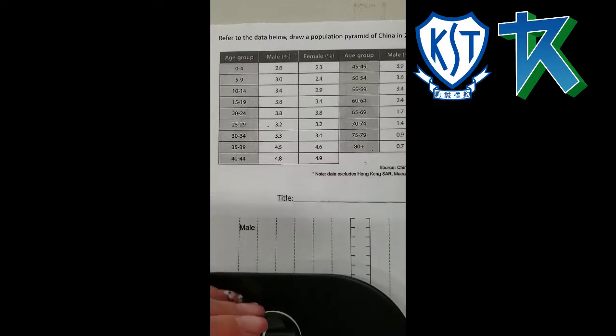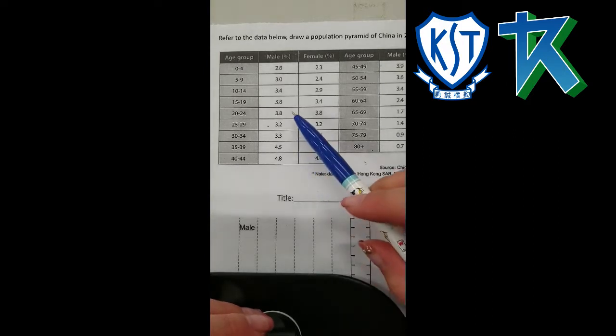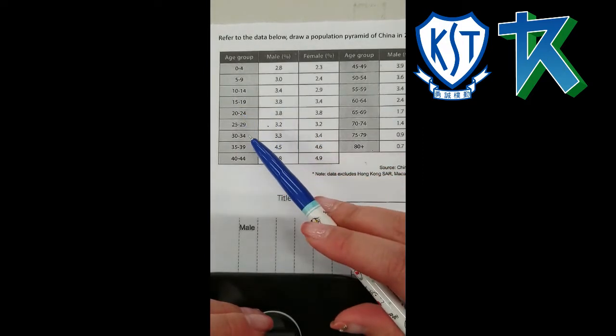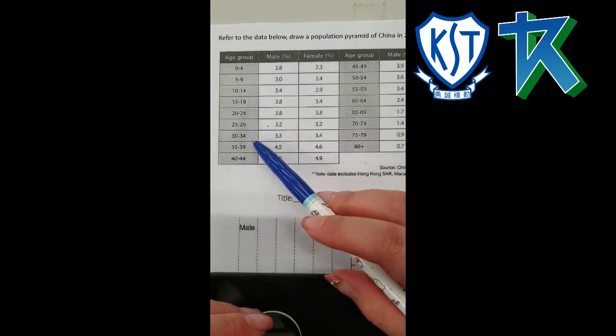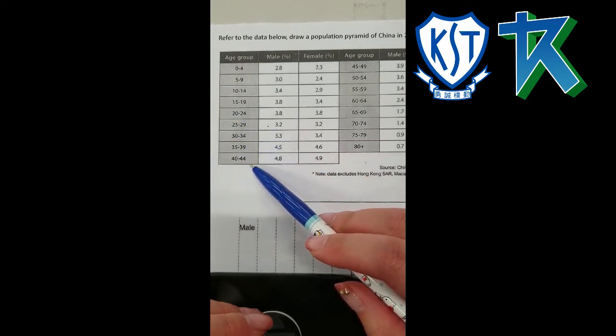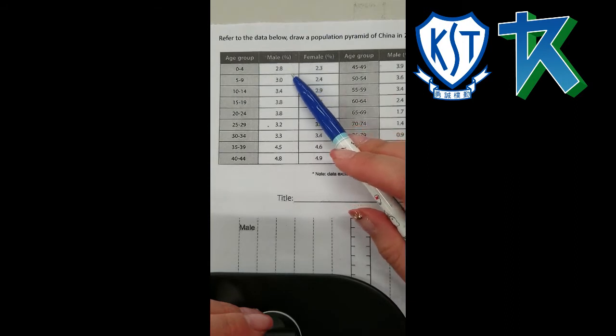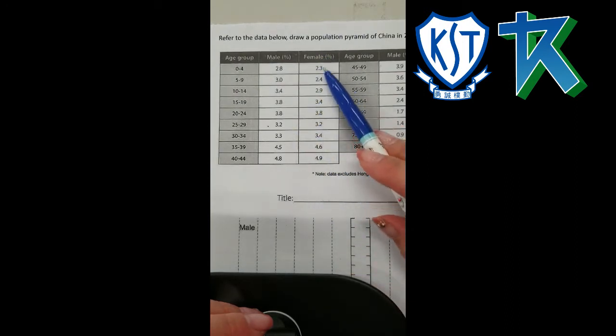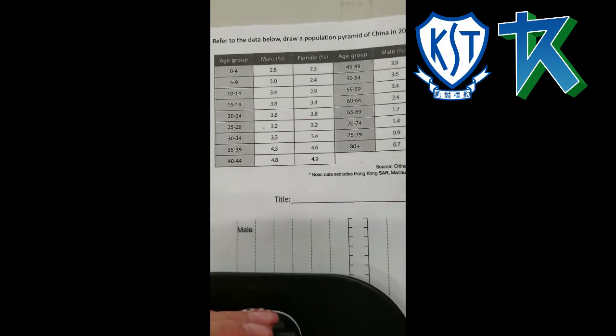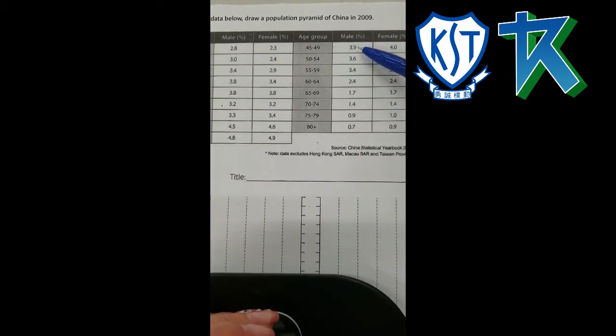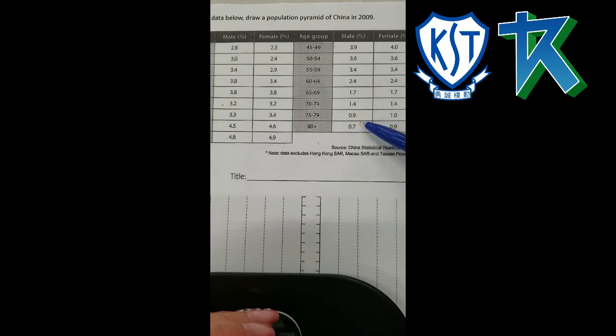Today we will learn how to draw a population pyramid. If you need to draw a population pyramid, usually you can find a table like this. Usually you can find different columns with different ages, and we will divide into male and female. Also, in this part you can find the other age group with male and female. So let's start to do it.